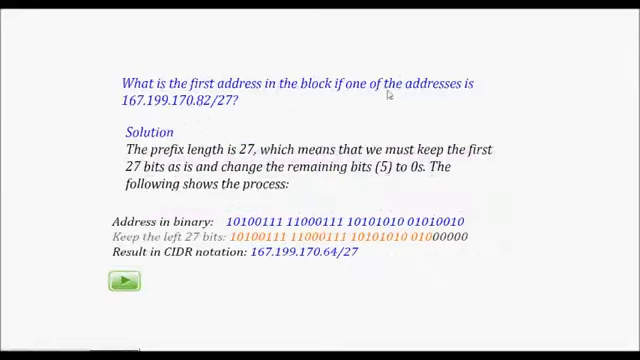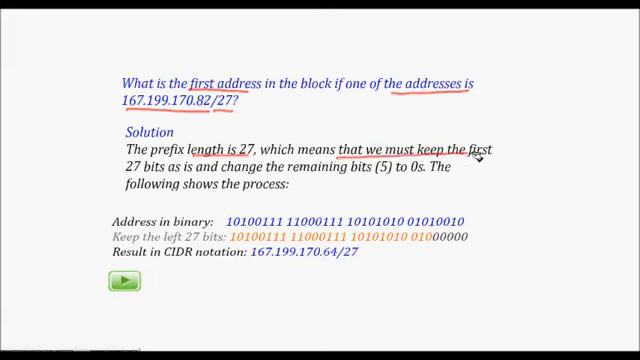So what is the first address in a block if one of the addresses is this? Let's try to see this interesting thing. You are given one of the addresses in the block, and this is your network mask. So what will happen? You have the first 27 bits as 1 and the rest of the 5 bits as 0. You write the bit representation of these two, and you will get the number that is the first address or the network address.